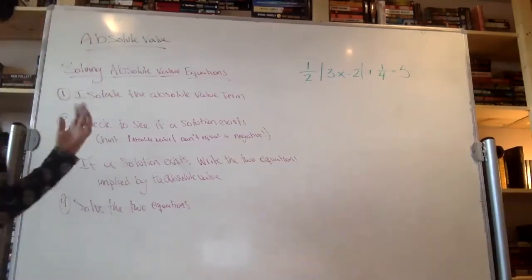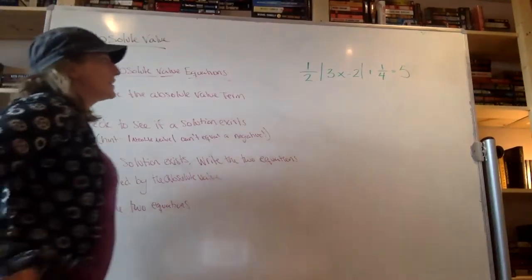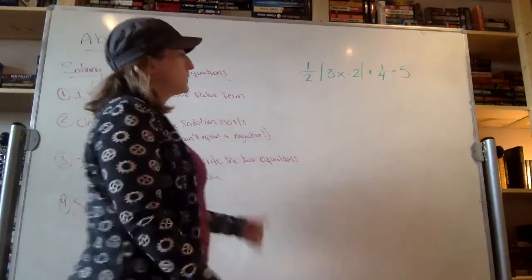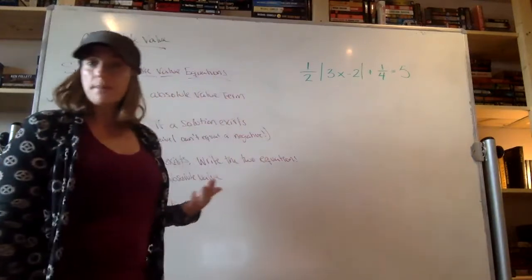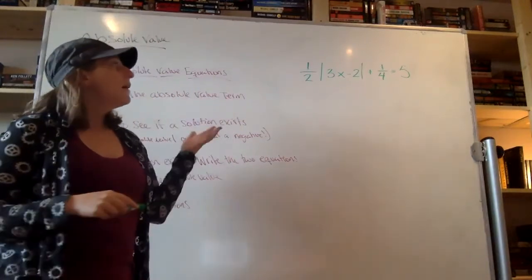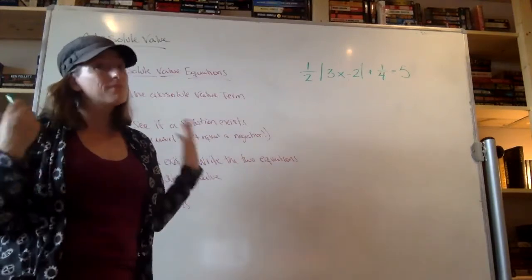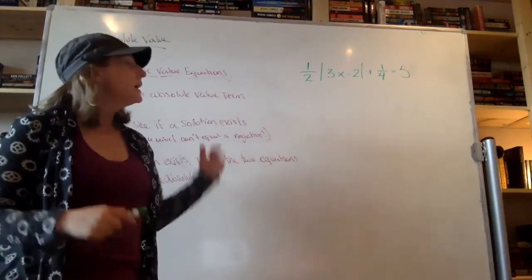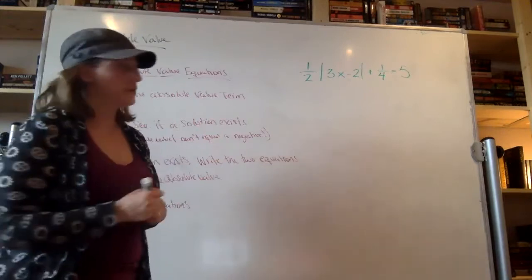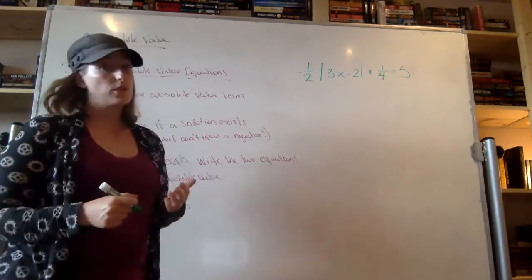All right, so one more example. 1/2 times the absolute value of 3x minus 2 plus 1/4 equals 5. Now, the first step in general is to isolate the absolute value. However, because this problem has fractions, I would probably go ahead and multiply through by a common denominator to clear those fractions. If you don't want to do that, that's fine. You certainly don't have to.